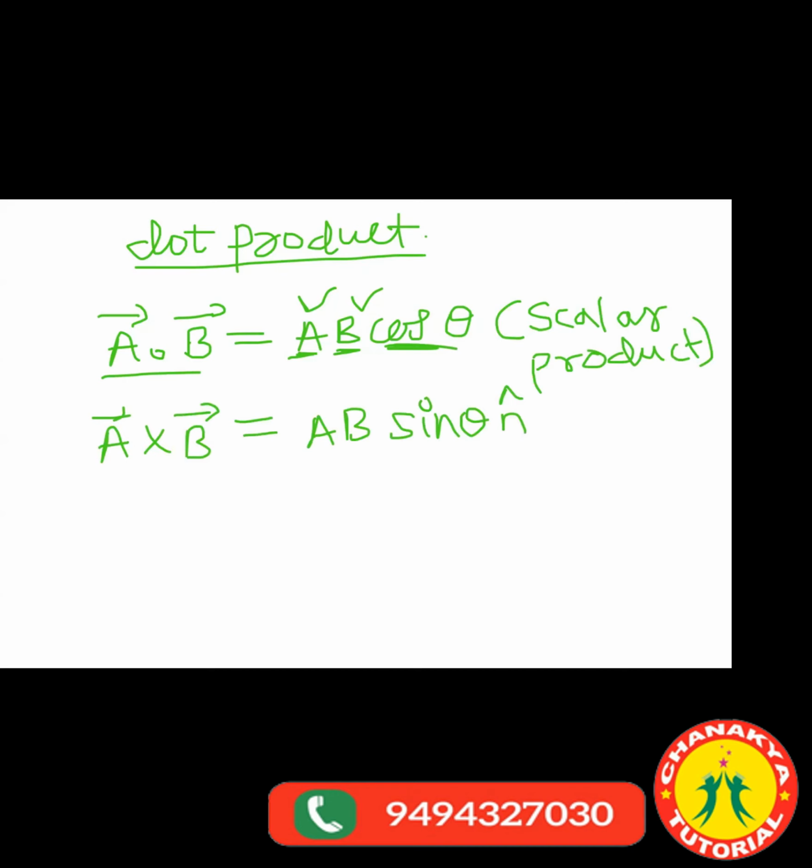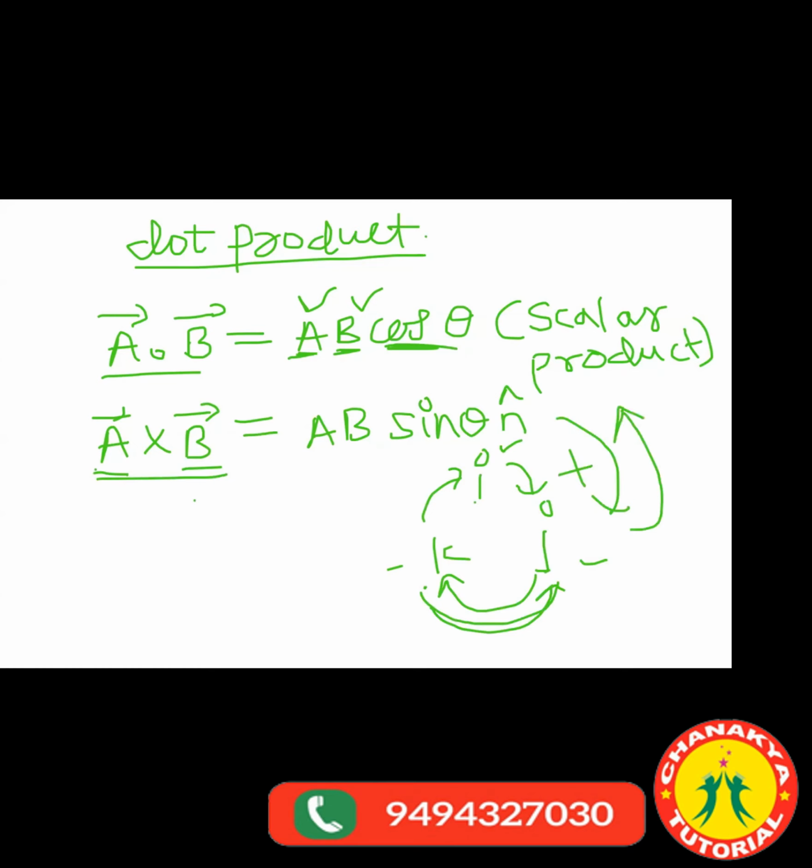So let us say I have i, j and k. You need to remember this circle. i, j and k. If A is in i, B is in j, then the direction of A cross B will be k cap. You go in this direction. But what if I'm going reverse? If I'm going, let's say, my A is in k direction and B is in j direction, then k cross j will be minus i. Okay? This direction you need to take positive. This direction you need to take negative. Okay, guys?